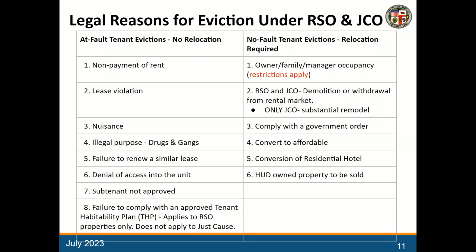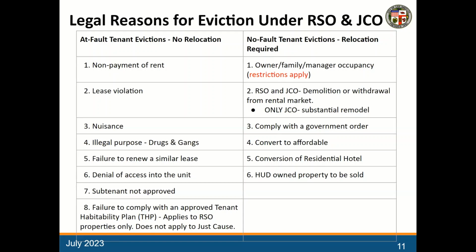On your screen, you will see the 14 legal reasons for termination of tenancy under both the RSO and the JCO. The reasons are very similar to each other, but there are slight differences between the RSO and the JCO.